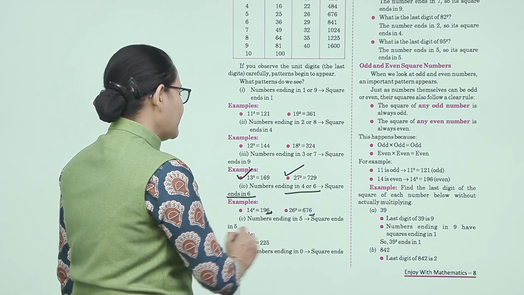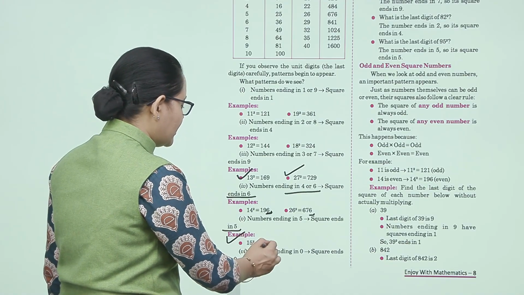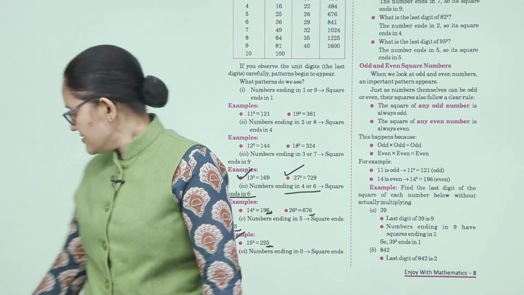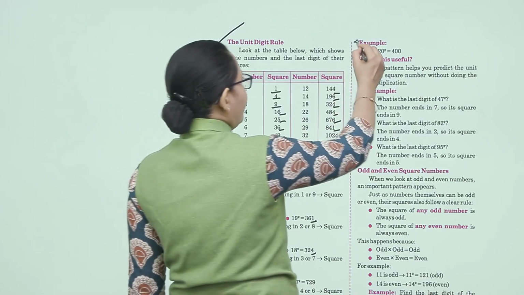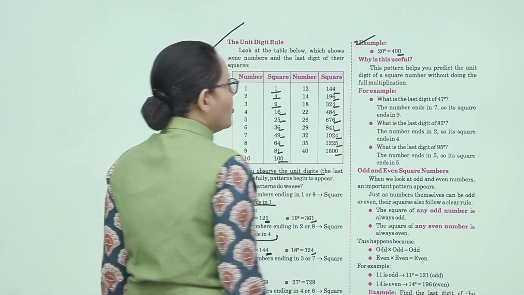Now, numbers ending with 5, the square ends in 5. Like the square of 15 is 225, the unit digit is 5. Numbers ending with 0, the square ends in 0. For example, the square of 20 is 400, so 0.